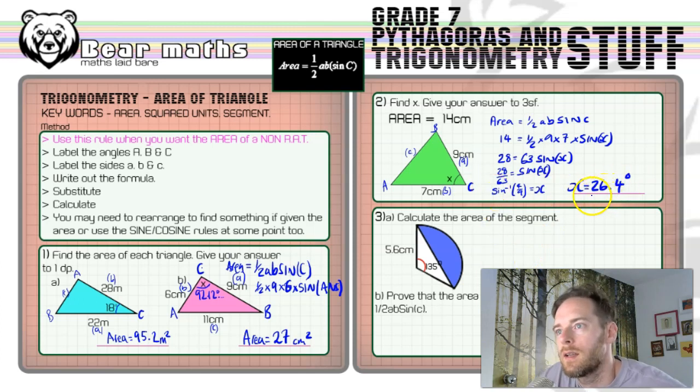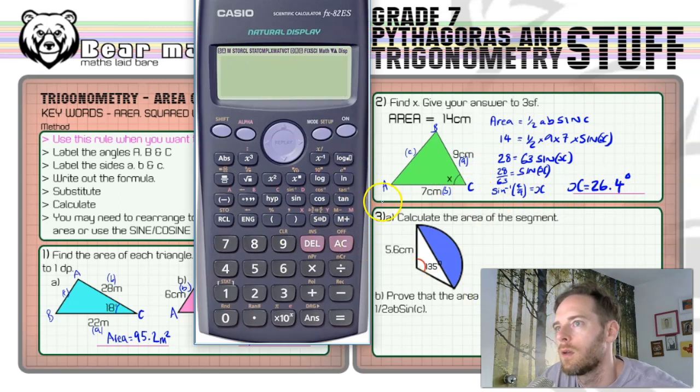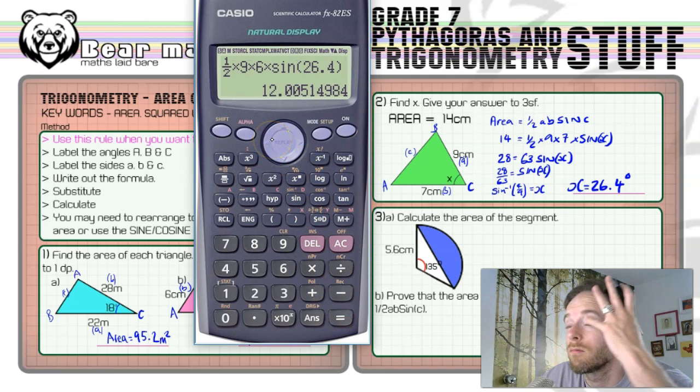And if you want to do it forwards, what we'll get is something very, very close to the area of 14. So if you were putting that into the formula, as it was half AB sine C, half times by 9 times by 6 times by sine of, let's use the rounded version, 26.4. Alright, you're going to get something very close to 14, which is not really that close. It's a little bit off, isn't it?